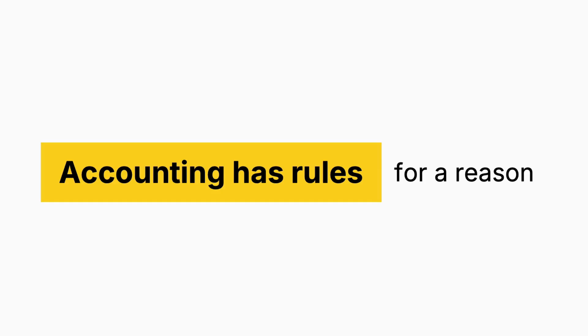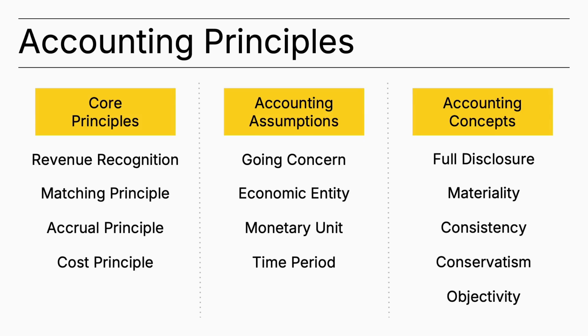Today, I'll explain the main accounting principles in the simplest way possible. Before we go through each of these, it's important to know that there's no single official number of accounting principles. Some textbooks list around 7 principles, others list 10, and some include even more depending on how they classify assumptions and concepts. That's why students sometimes get confused when comparing different sources. So instead of focusing on the exact number, it's more important to understand the core ideas behind them.